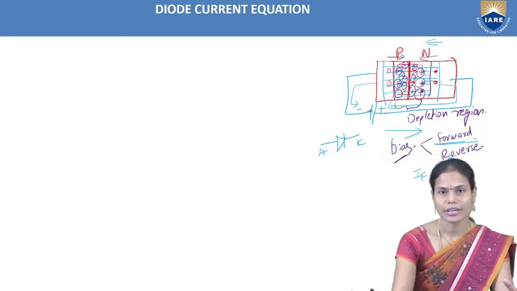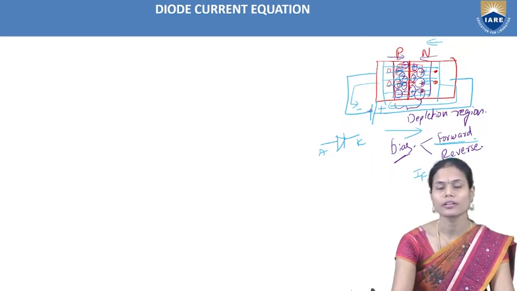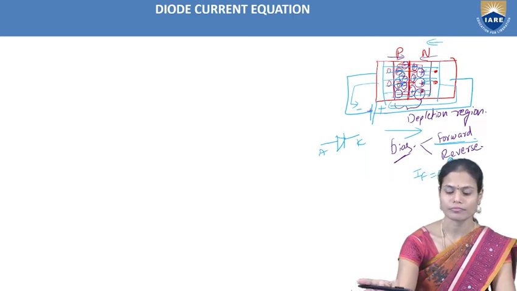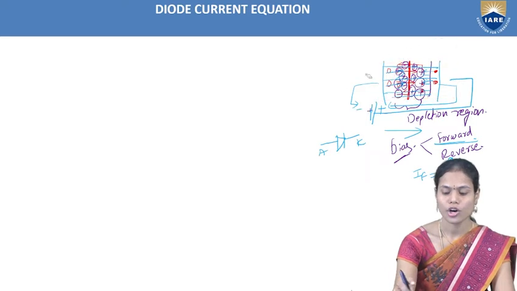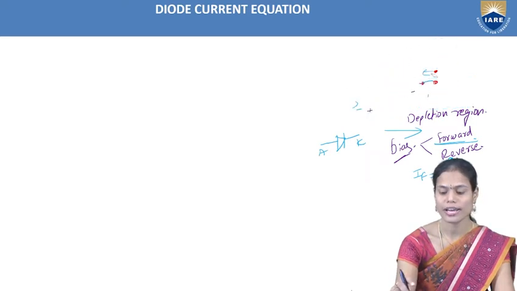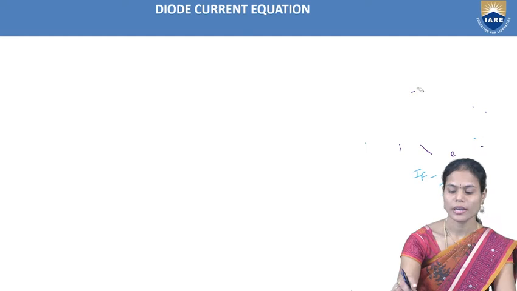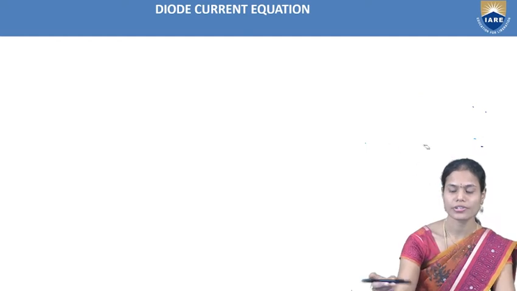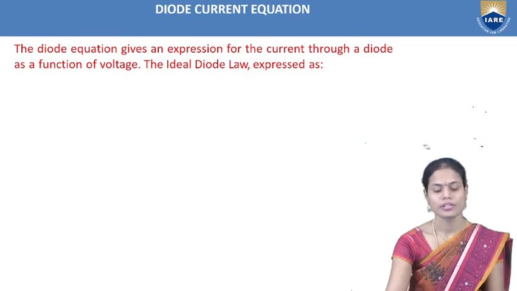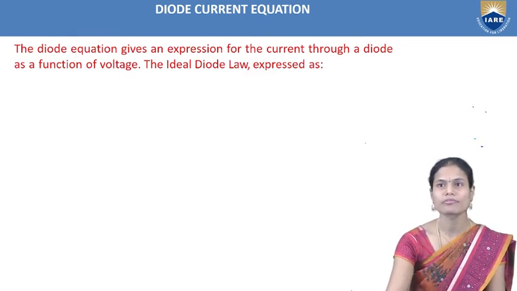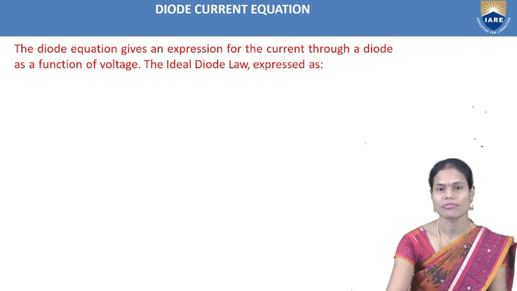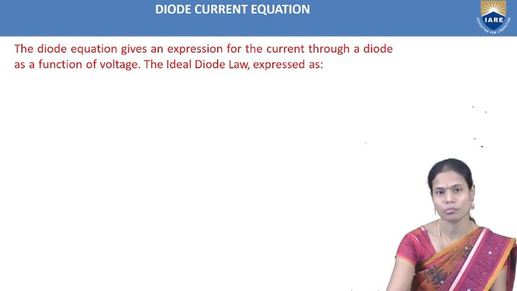So these two types of currents we can expect in the case of PN junction diode when we are operating in the forward bias condition as well as in the reverse bias condition. Now we will see how much current we are getting in the forward condition as well as in the reverse condition of the diode. For that, I am considering the diode current equation. This diode equation gives the expression for the current through the diode as a function of the voltage.